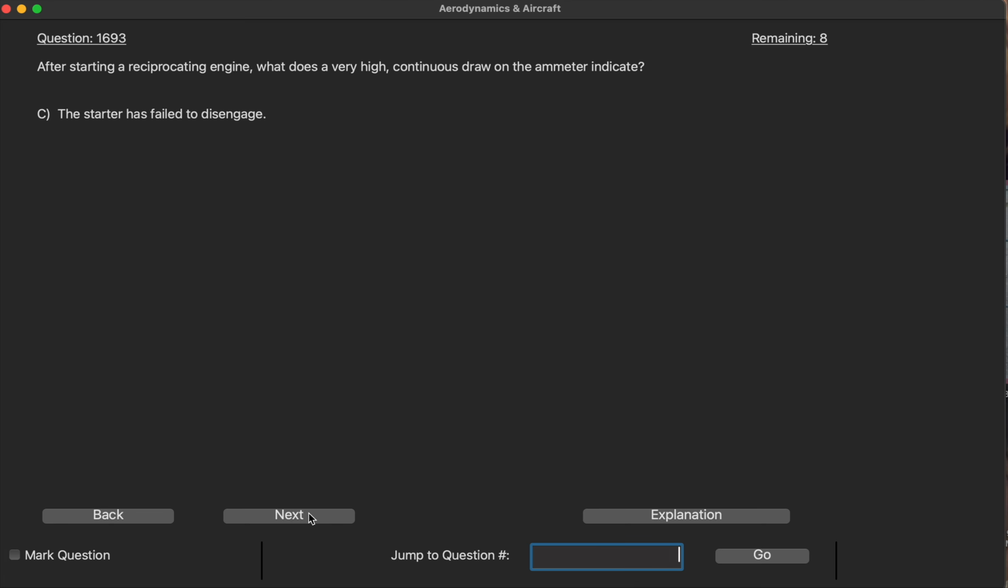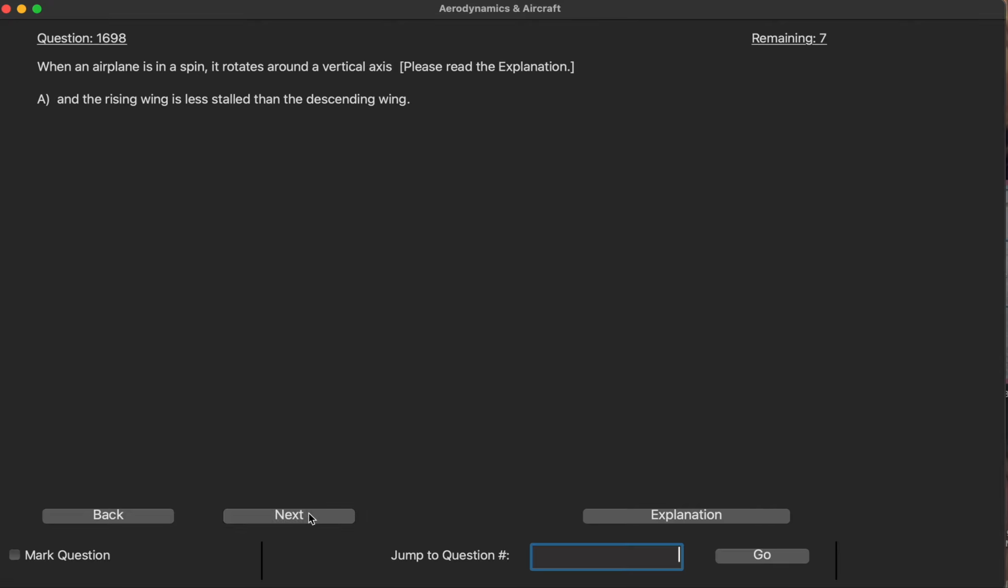After starting a reciprocating engine, what does a very high, continuous draw on the ammeter indicate? The starter has failed to disengage. When an airplane is in a spin, it rotates around a vertical axis, and the rising wing is less stalled than the descending wing.